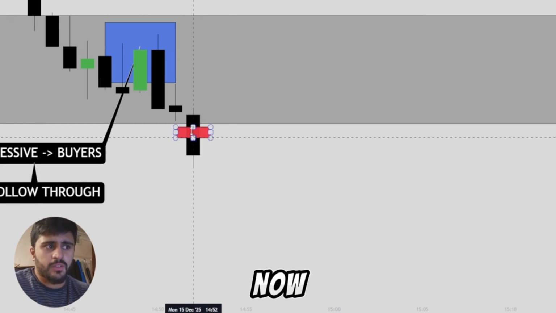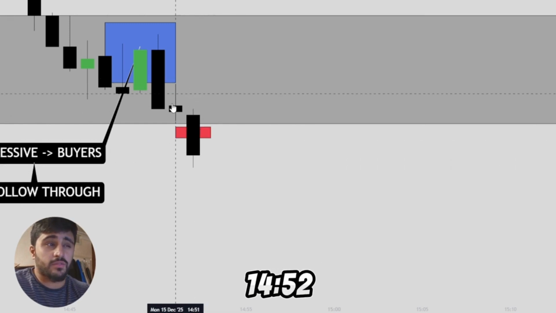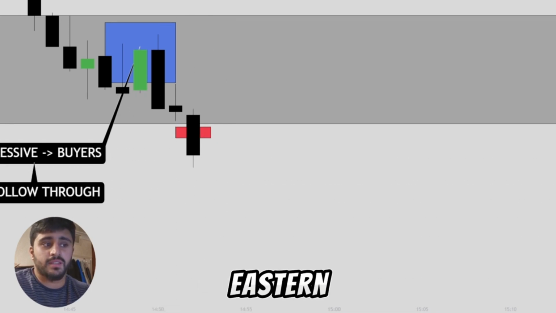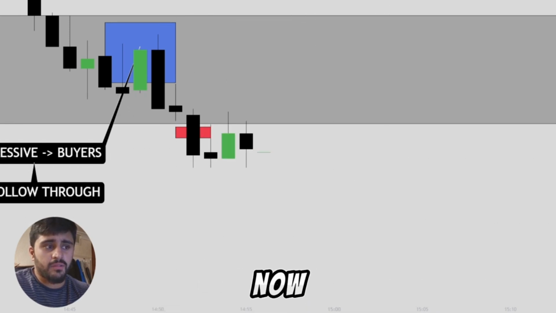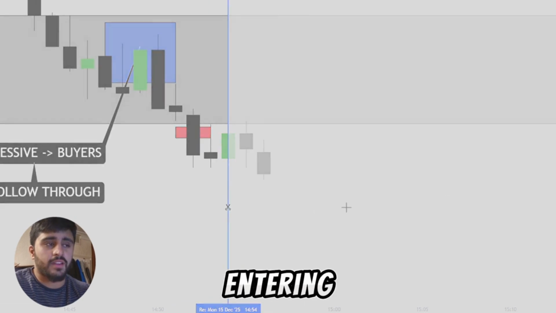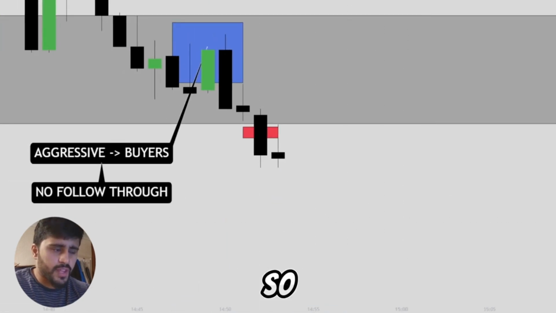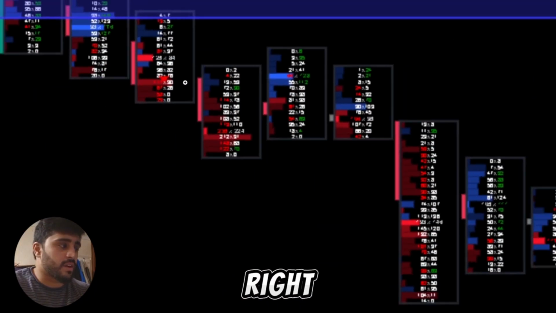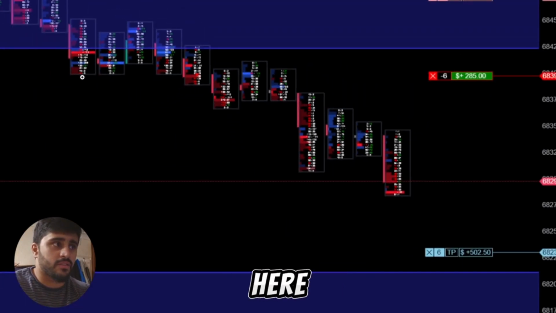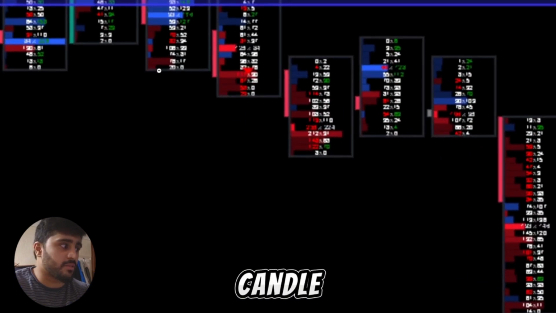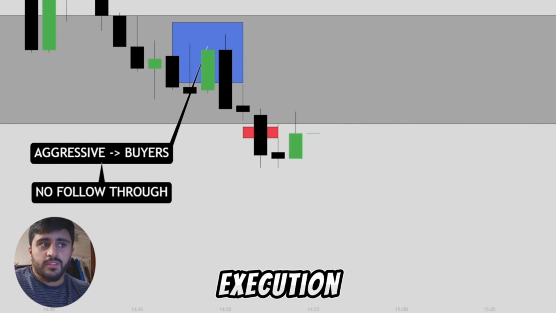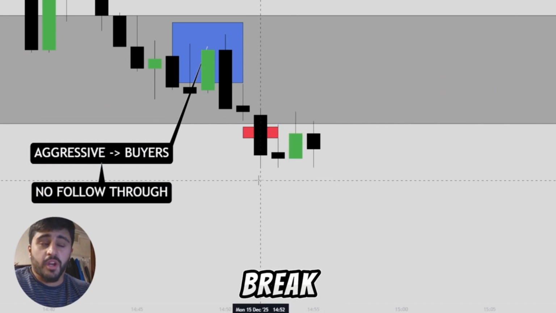Control. Now this was at 14:52, or UK time 2:52. This is 9:52 Eastern. So what we're looking for now, and this is basically my frame for entering trades. That day my execution was at this candle here, right? My execution was here, just after we broke below this candle here. There was my execution. My execution doesn't come when we break below the zone, right?